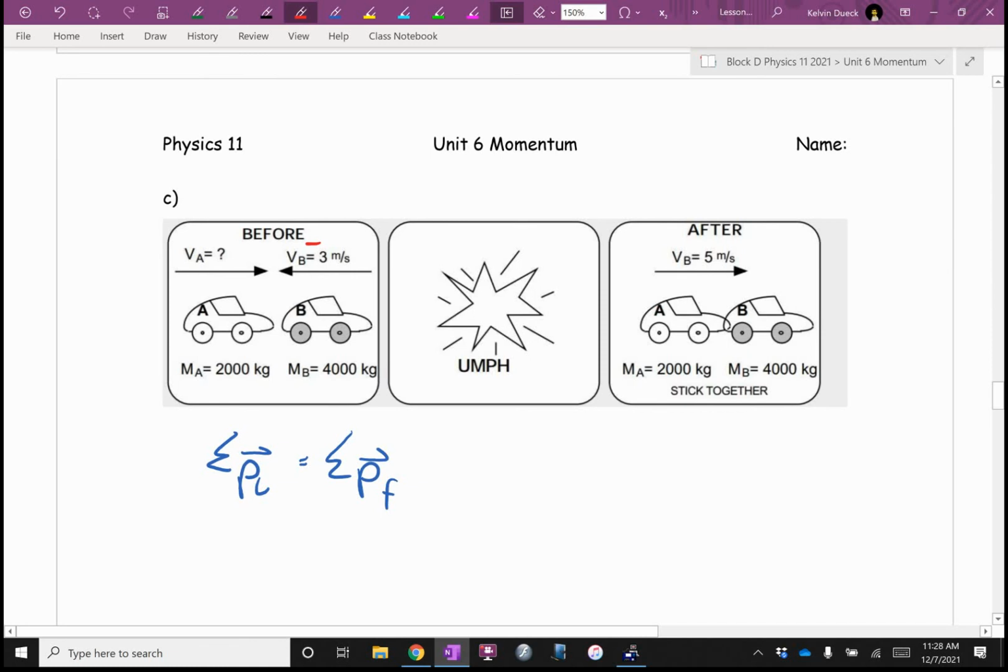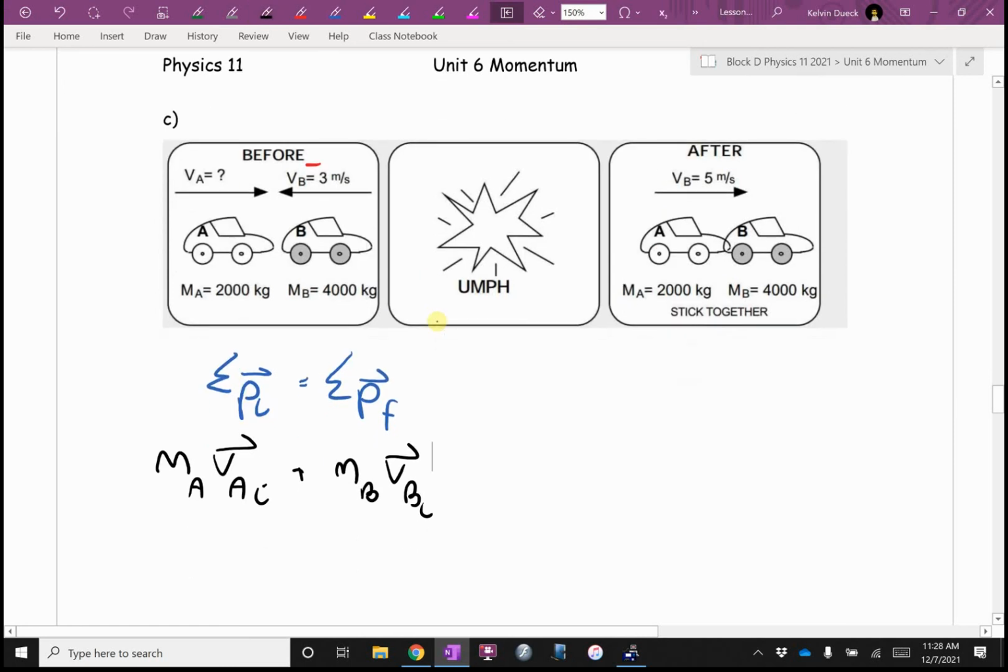Yeah? Alrighty. Before the collision, what's moving? Car A, car B, both or neither? Both, stuck together or separate? So I'm going to have mass of car A, velocity of car A initial, and mass of car B, velocity of car B initial. Wham! They collide.